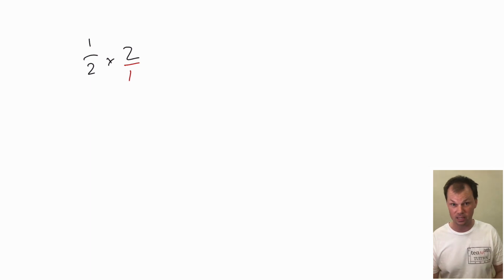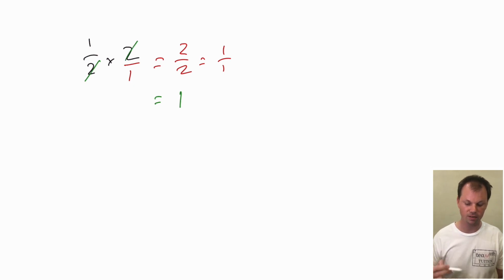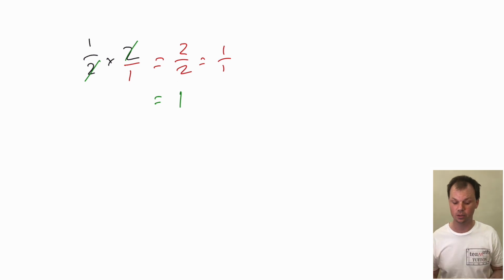Now, there's a couple of ways to do this, as we've sort of done previously. You can multiply the top and the bottom and then simplify. So that's one way to do it. We could cancel, and then we're left out with 1, so that's another way to do it.